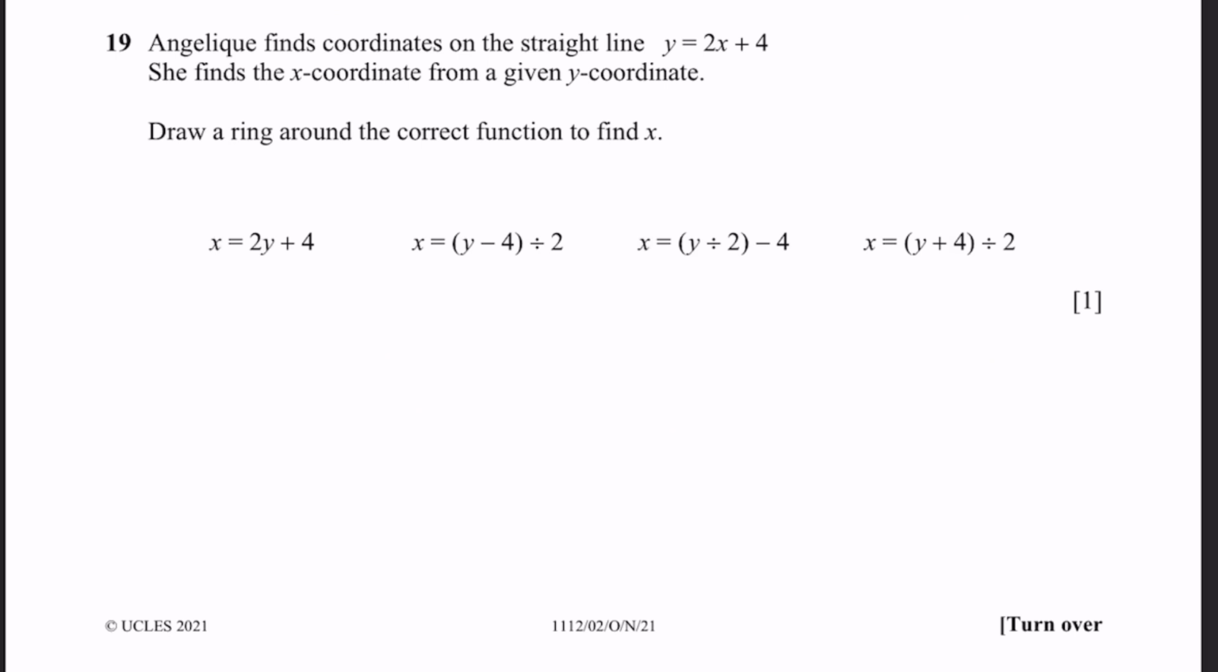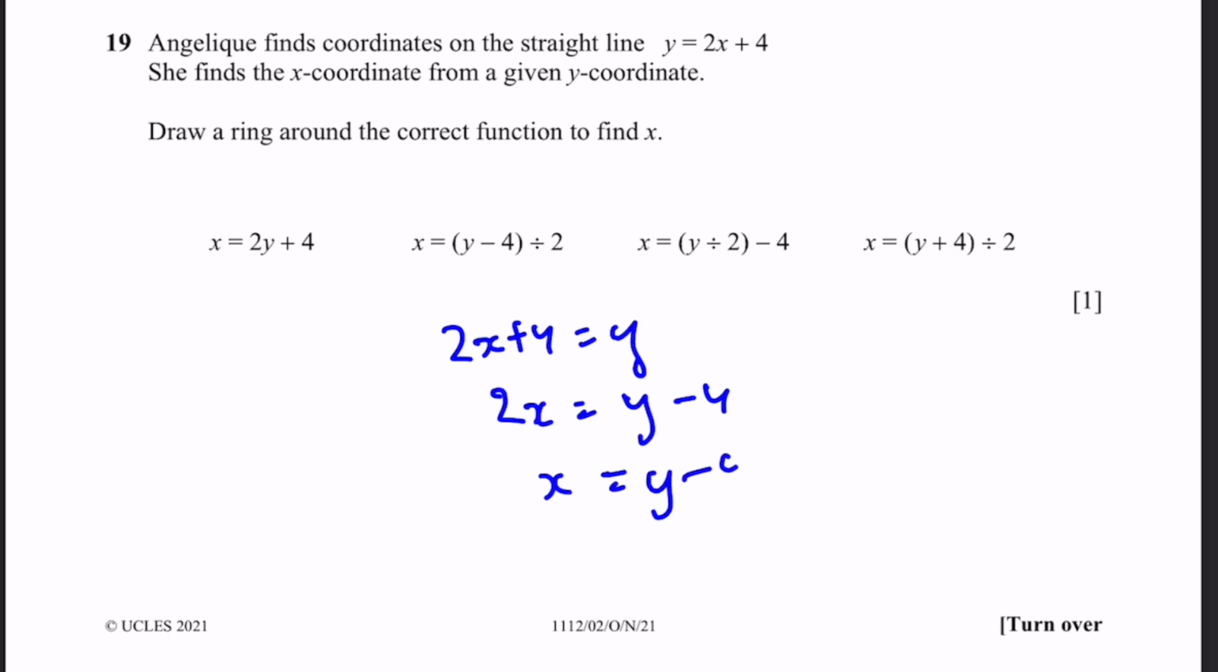Question 19. Angelique finds coordinates on the straight line y equals 2x plus 4. She finds the x coordinate from a given y coordinate. Draw a ring around the correct function to find x. So this actually just means, in an indirect way, to make x the subject of the formula. So 2x plus 4 equals y. 2x equals y minus 4. x equals (y minus 4) divided by 2, which is equal to y by 2 minus 2.